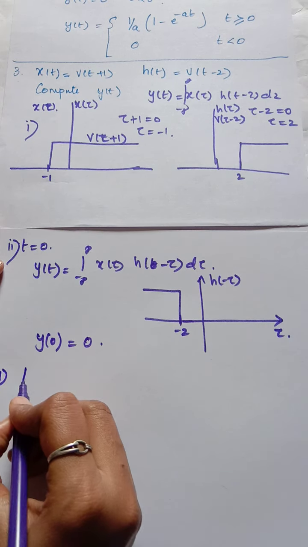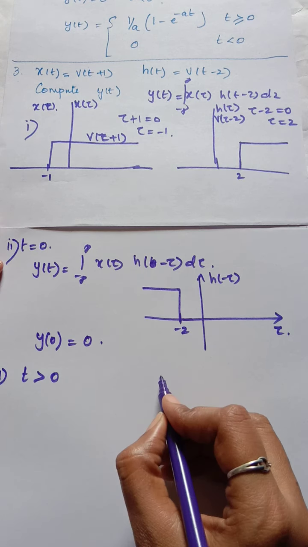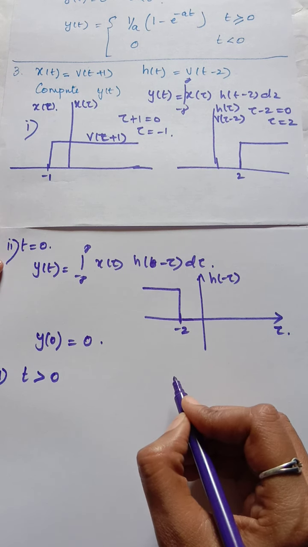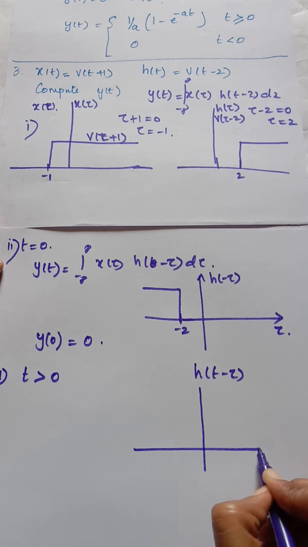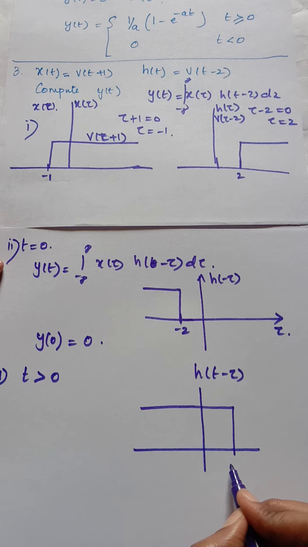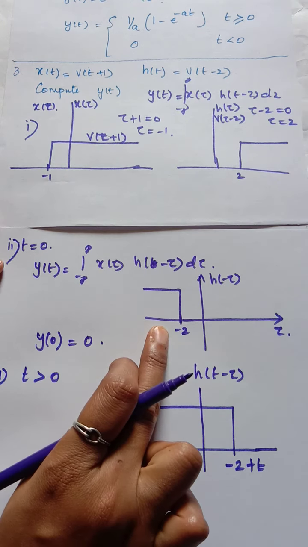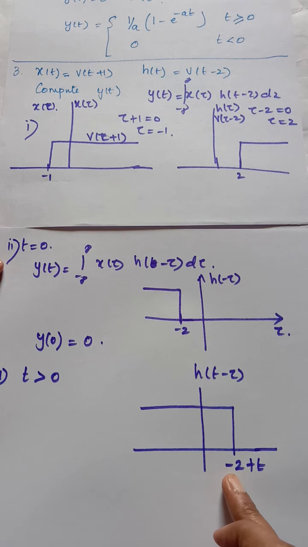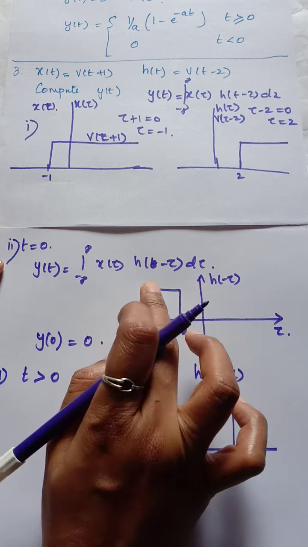So the third case is we need to find for time t greater than 0. So now here what we need to do is I need to perform h of t minus tau. Okay, so t is positive, so this signal is shifted towards positive. So here what I will get is minus 2 plus t. So this signal is at minus 2 plus t, because if the previous signal you would have started from the origin.